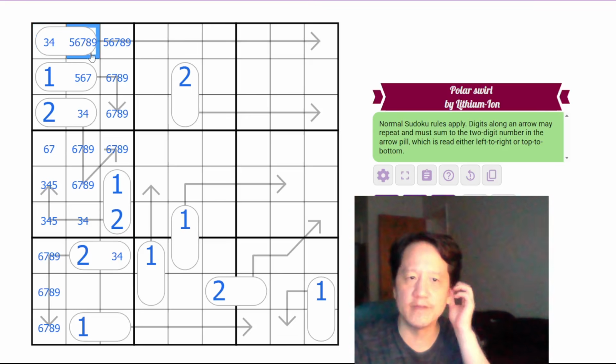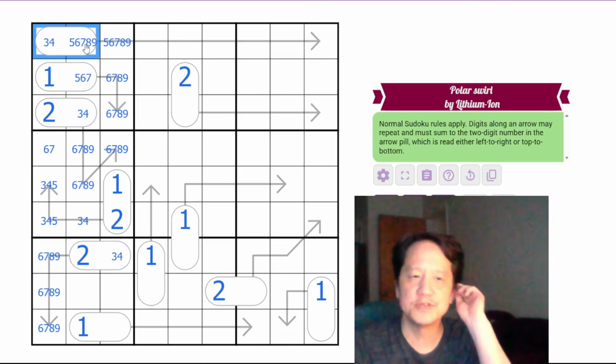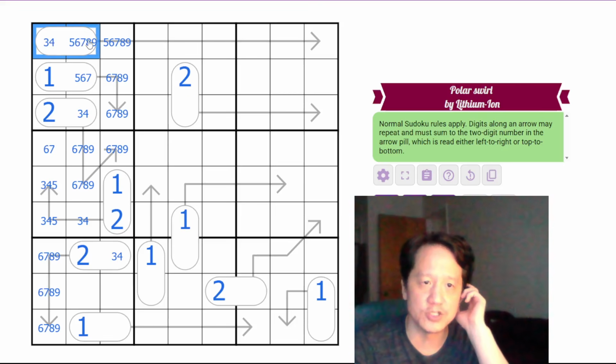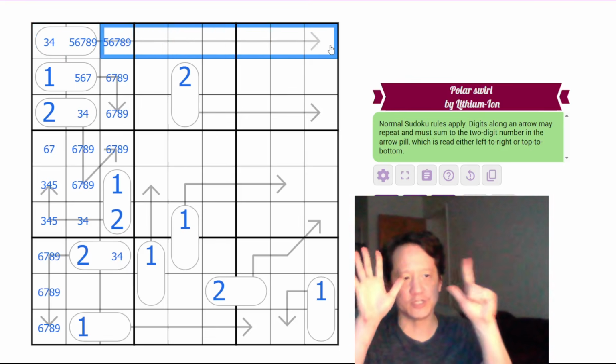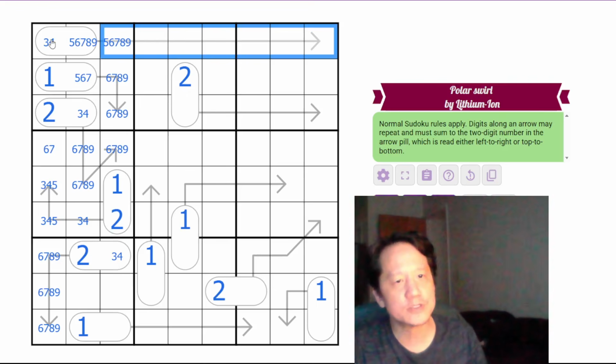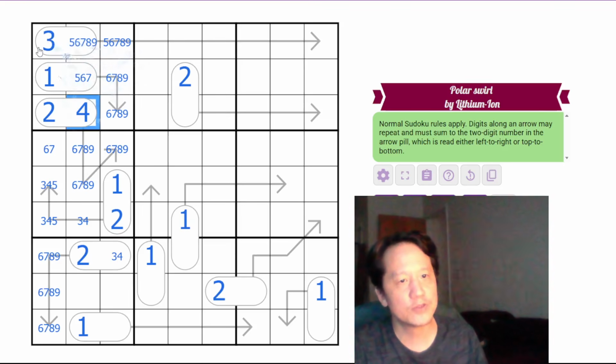These are 5 through 9. So if this is 4 as a tens digit, the minimum would be 45, which 7 unique digits can never add up to. So this cannot be 4. It's 3 here, which makes this 4. 3 eliminates 3 in the rest of the column, so this is 4, 5 as a pair. 4 eliminates 4 here, so this is 3.